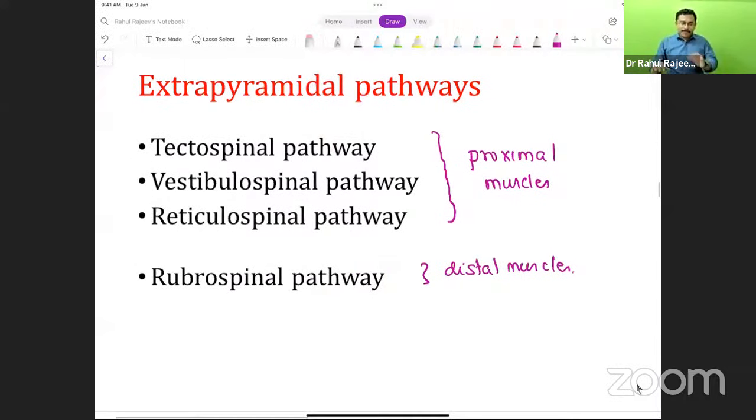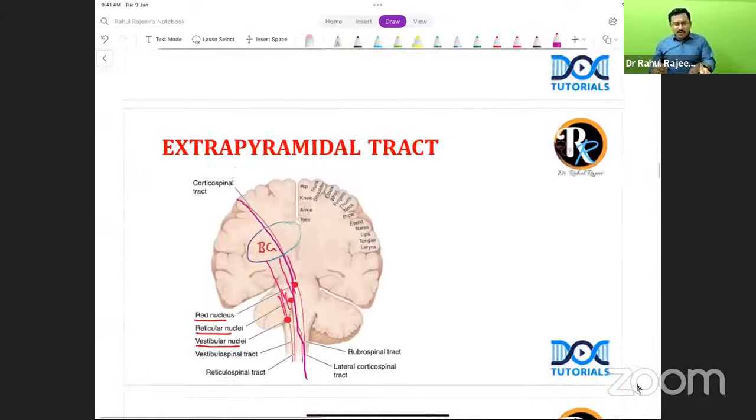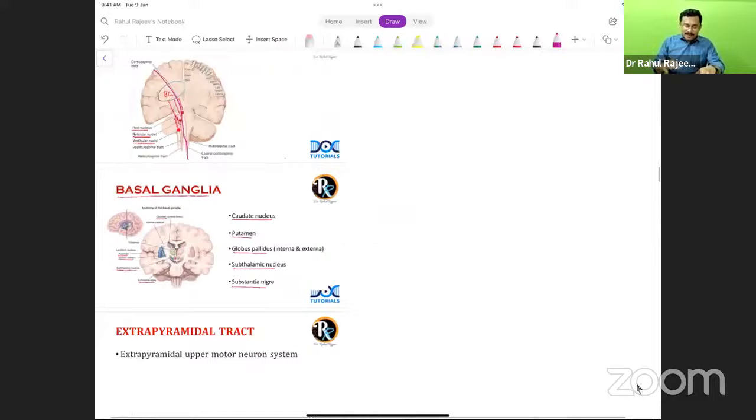Now back to the screen. Now you might ask me, sir, got it, there are some extrapyramidal pathways, bulbospinal pathways. And they have a good connection with the basal ganglia, which is why when you talk about a basal ganglia lesion, you sometimes say it is an extrapyramidal tract lesion. Why? Because the basal ganglia has so many connections with these extrapyramidal tracts. They are friends. So when there is a lesion of the basal ganglia, extrapyramidal pathways are affected. Got it? So now you understood what these extrapyramidal pathways are.